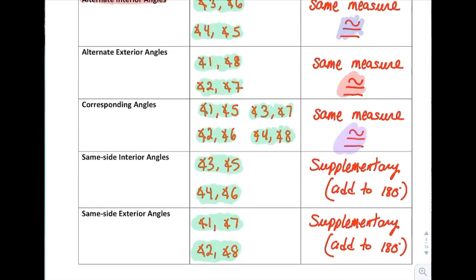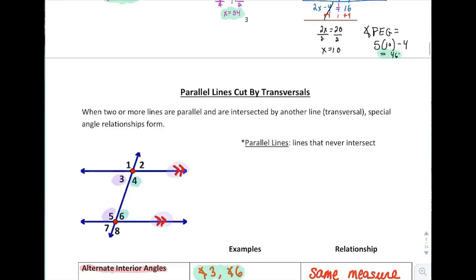Same side exterior will be the same exact thing, except on the outsides. So instead of 3 and 5, it would be 1 and 7. And instead of 4 and 6, it would be 2 and 8. Same thing. They are not congruent. 1 and 6 add up to 180. I'm sorry, 1 and 7 add up to 180, and 2 and 8 add up to 180.